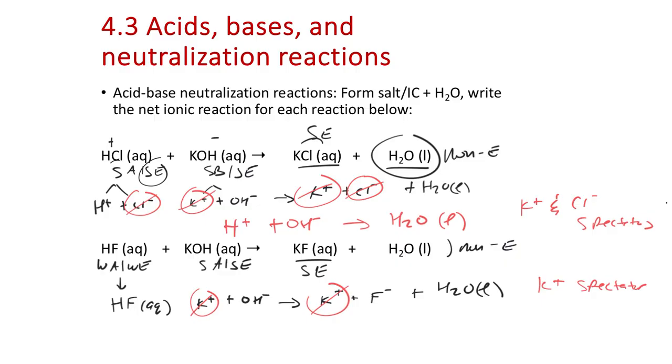So my net ionic equation for this reaction is just HF, still intact, aqueous, plus OH minus forms H2O, liquid, plus F minus. That's the only difference, that I couldn't dissociate the non-strong electrolyte HF in the formula. So the net ionic equation is a little bit more complicated, but the thought is hopefully there.